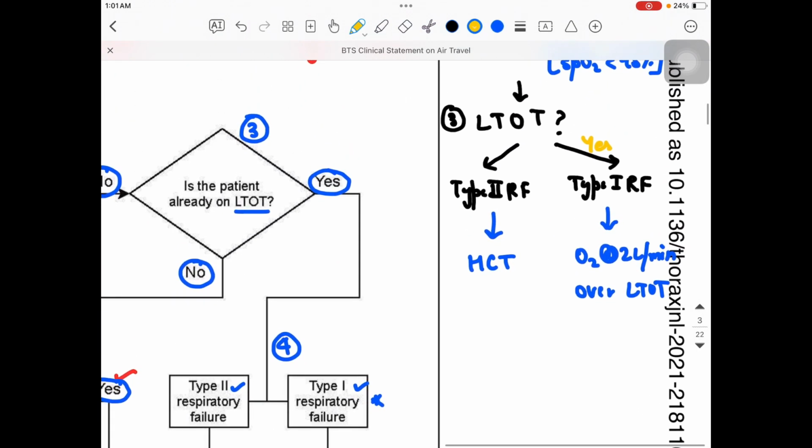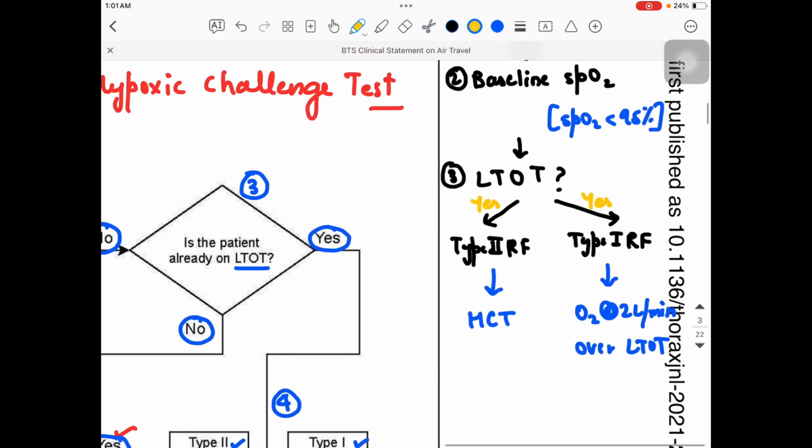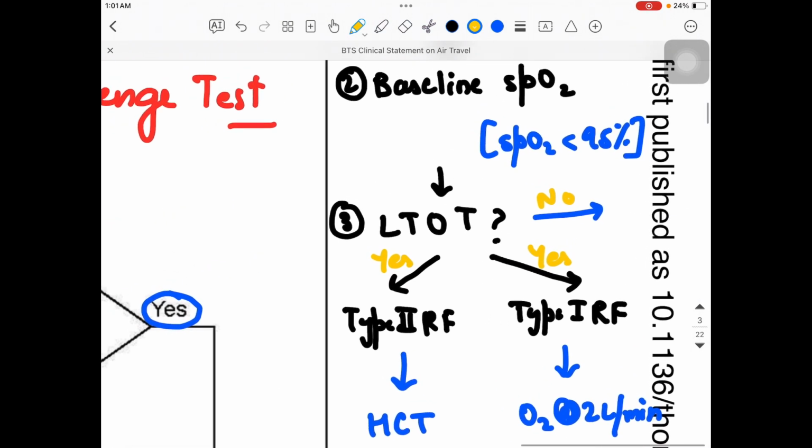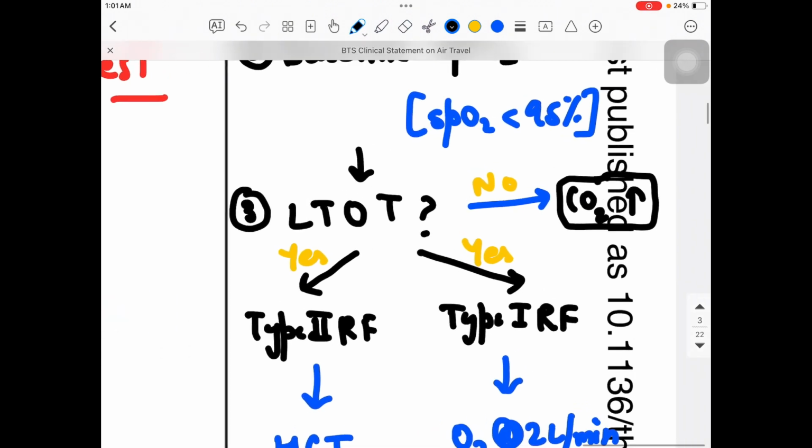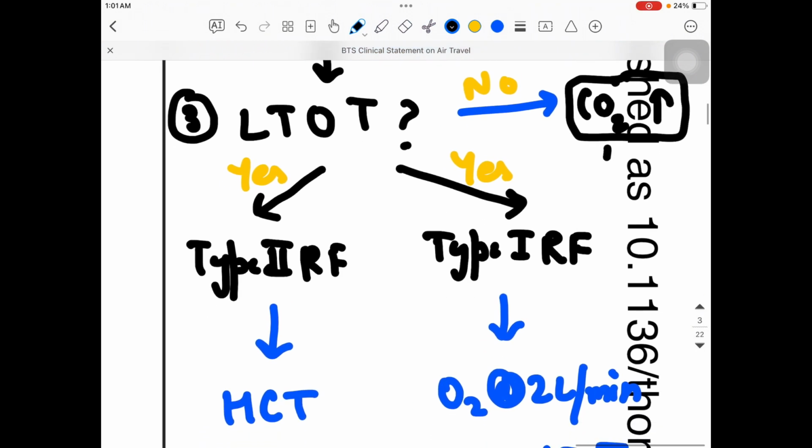So that was the scenario when LTOT was needed. I mean, the person said that they are on long term oxygen therapy. Let's say the person is not on long term oxygen therapy. Then again you need to ask about the risk of hypercapnia, whether CO2 is raised or not, right? Let's say they have a rise in CO2 levels, then in that case they need the hypoxic challenge testing, right?